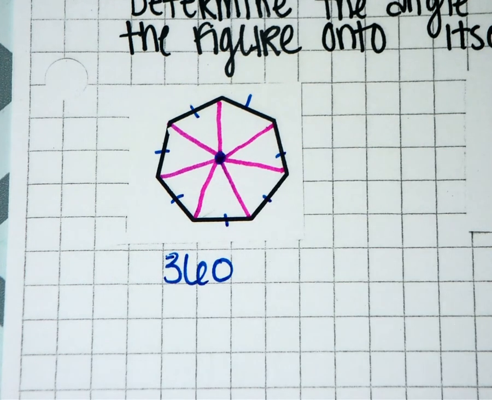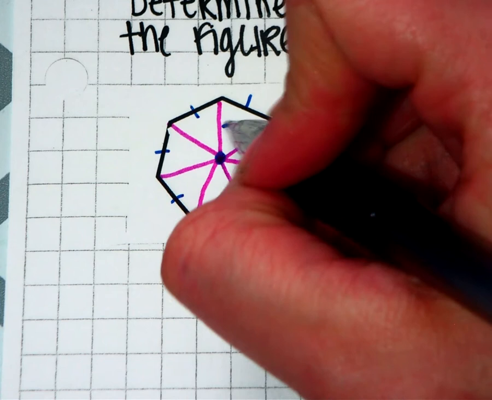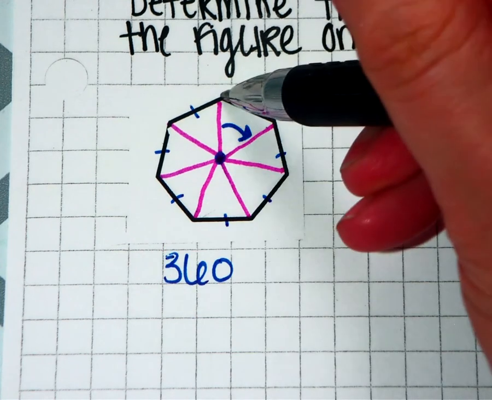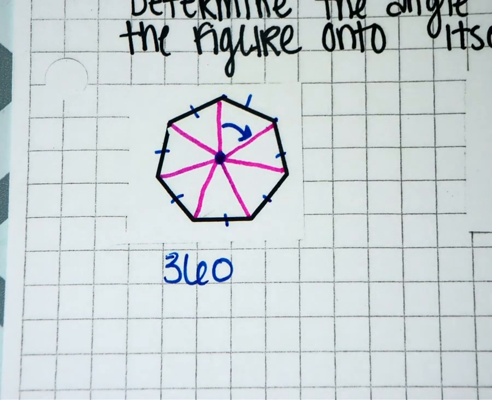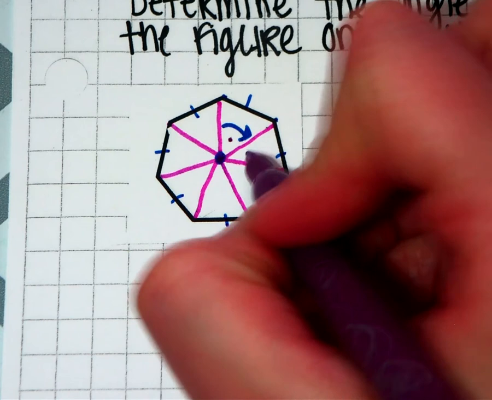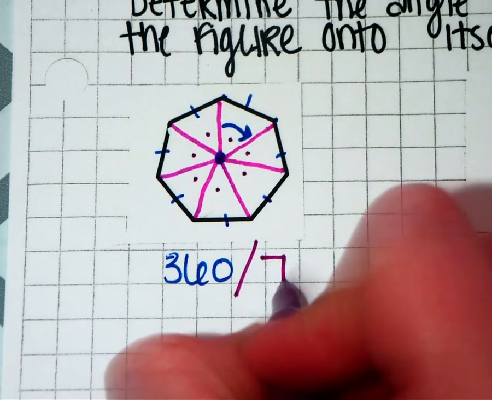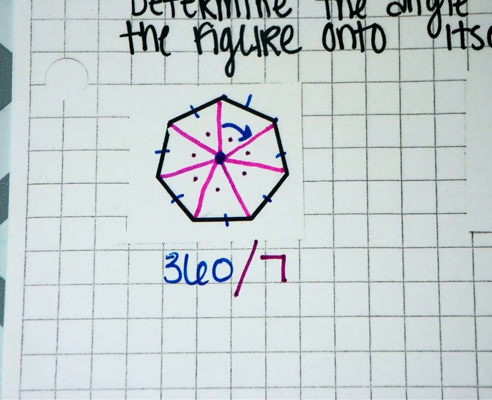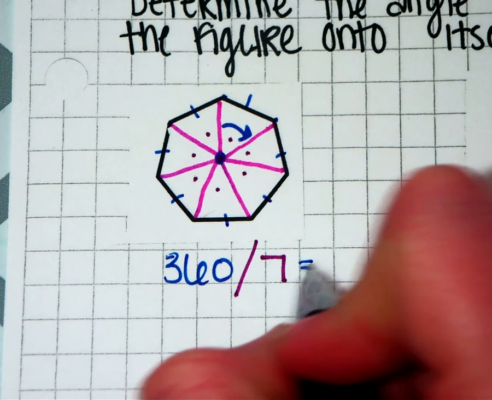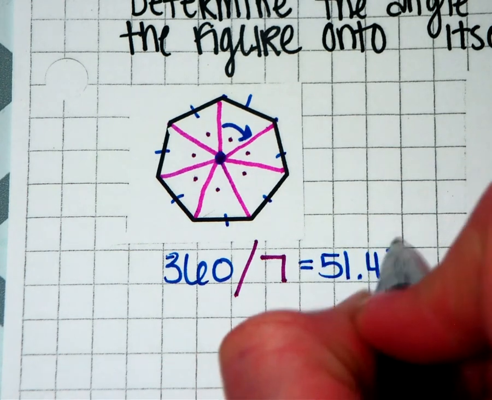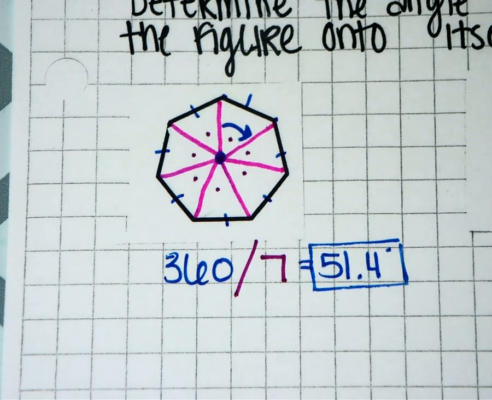What we want to do is figure out how many degrees one turn is, because that would take this vertex onto this one. So from here, all you have to do is count the number of sections you've created. So 1, 2, 3, 4, 5, 6, 7. So you're going to take 360 and divide it by 7. So 360 divided by 7 is 51.4. And that is the angle of rotation that when rotated will map that figure onto itself.